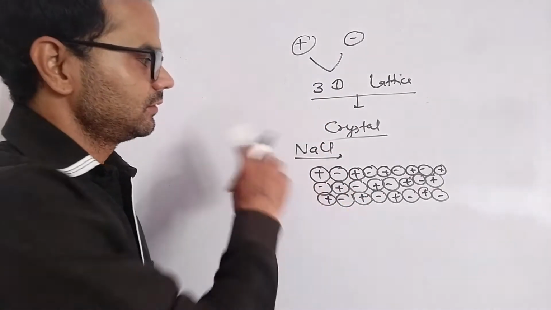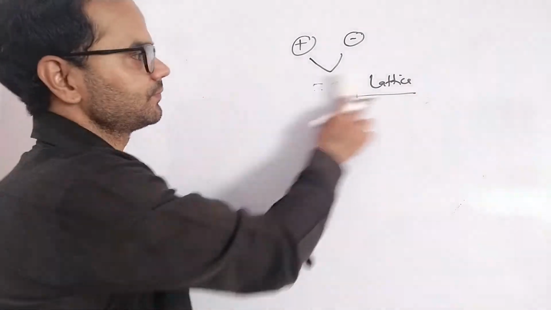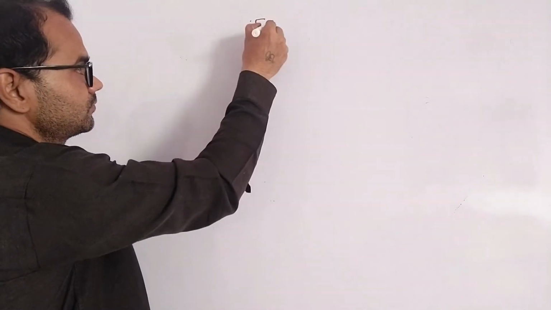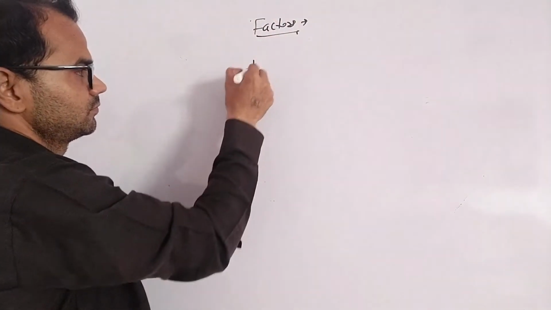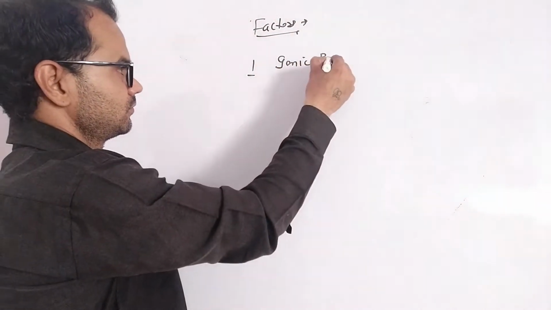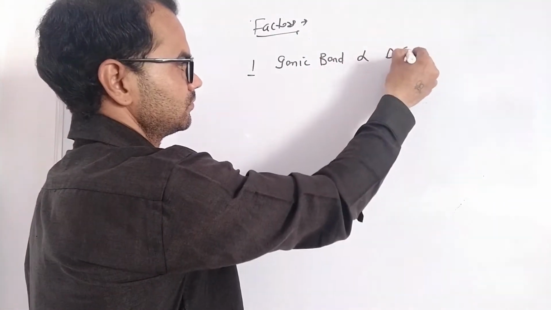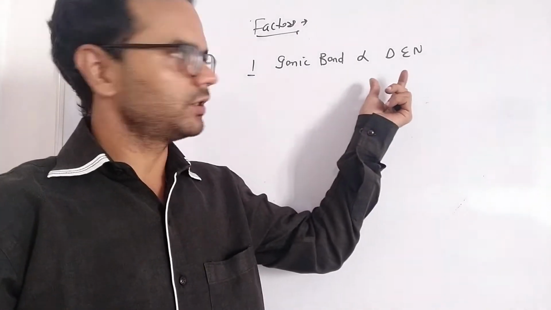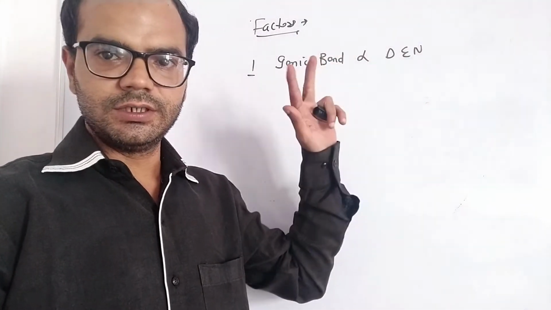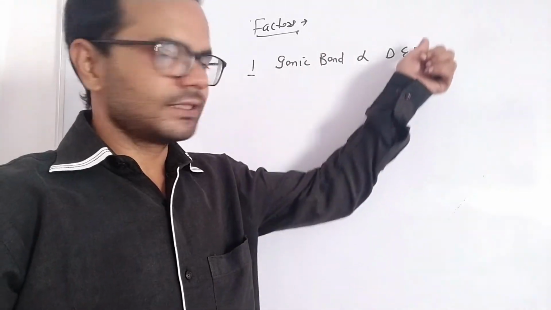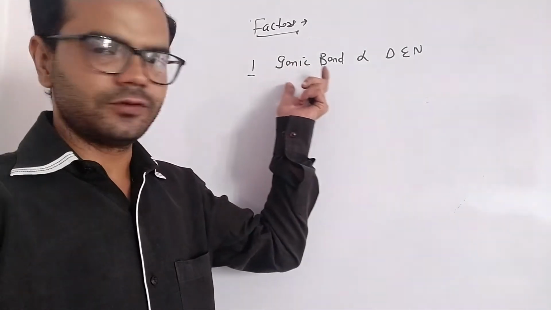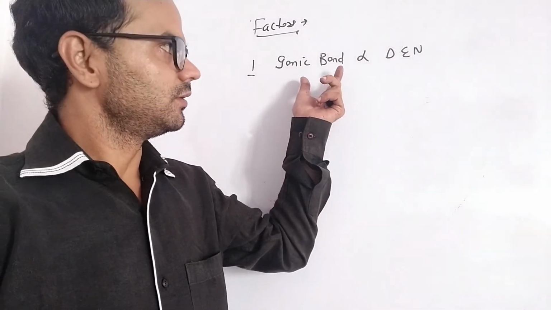Right. Next, factors affecting ionic bond. First is the electronegativity difference. Formation of ionic bond is directly proportional to the difference of electronegativity of two elements. Greater the difference, greater the ionic bond strength, higher the chances of formation of ionic bond.